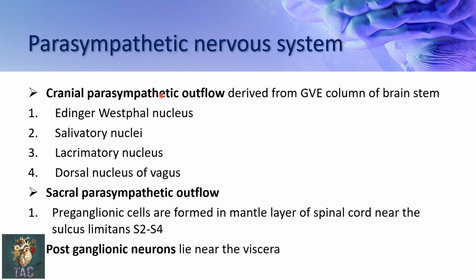is derived. As far as sacral parasympathetic outflow is related, the preganglionic cells are formed in the mantle layer of the spinal cord near the sulcus limitans in the region of S2 to S4. This is again your MCQ as well. And postganglionic neurons lie near the viscera.